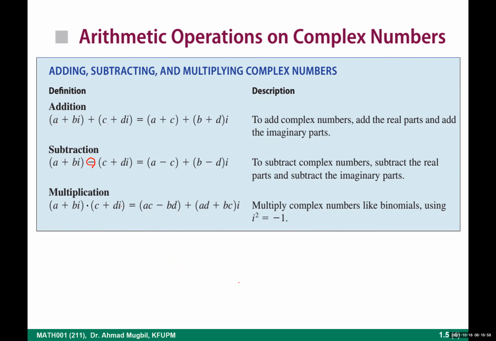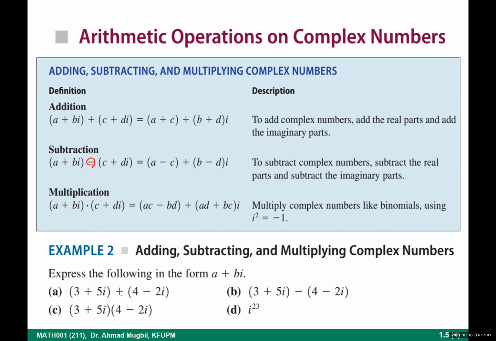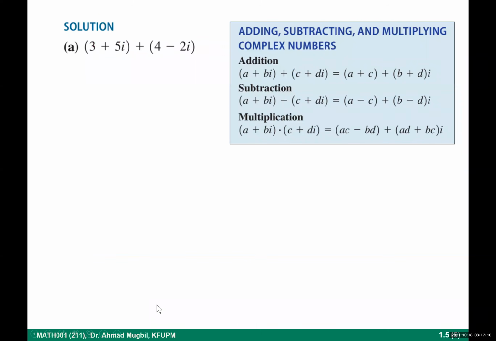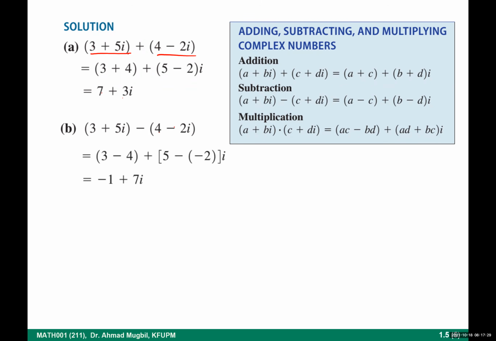Let's take some examples. Here, it is about adding. So what you will do: real part plus real part, imaginary part with imaginary part. So what will we get? This plus this, 3 plus 4, 7, and 5i minus 2i, 3i. It will be 7 plus 3i. When you subtract, be careful: it will be 3 minus 4, and 5 minus 2, so it will be negative 1 plus 3i.